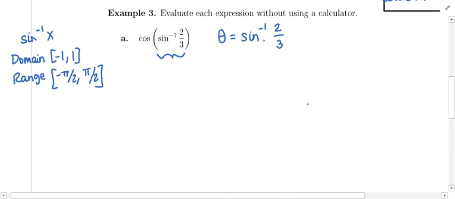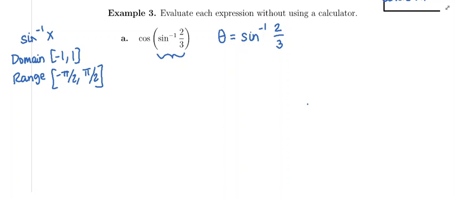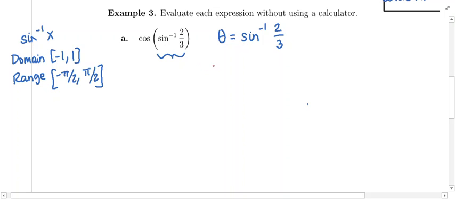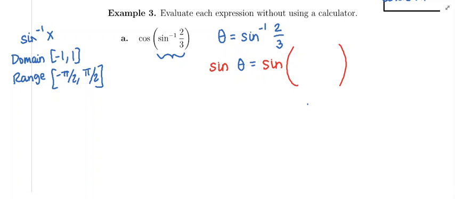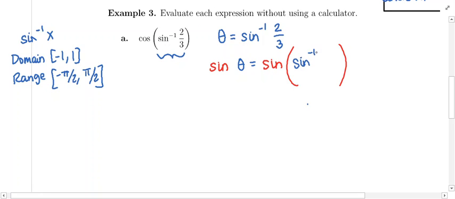So we're going to let theta be the sine inverse of 2/3. Inverses are tricky. I don't like dealing with them. To get rid of it, what you can do is take the sine of both sides. The sine of theta is going to be equal to the sine of the sine inverse of 2/3. Sine and sine inverse undo each other. So what we can conclude is that the sine of theta is equal to 2/3.